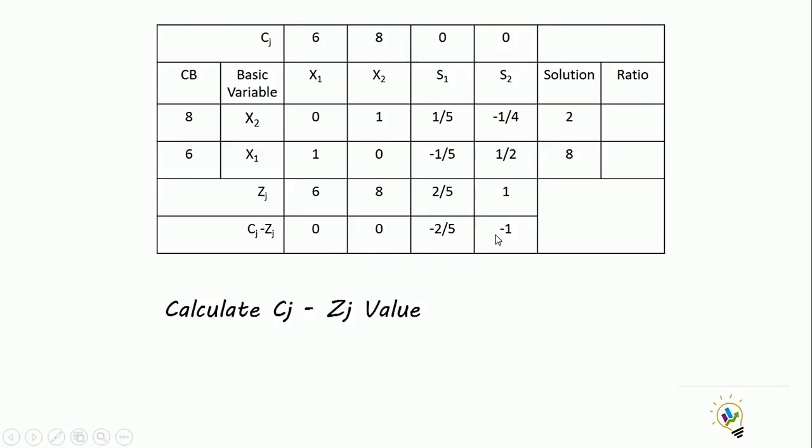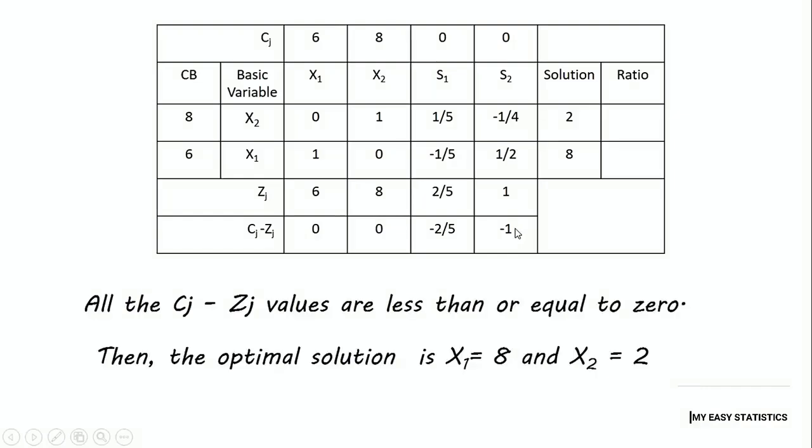Now to check whether the solution we got is optimal or not, we use a condition. Cj minus Zj should be less than or equal to 0. Yes, the condition is satisfied. So all Cj minus Zj values are less than or equal to 0. Then the optimal solution is x1 having a solution of 8 and x2 having a solution of 2.